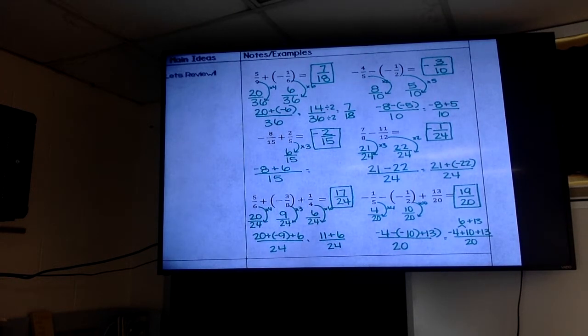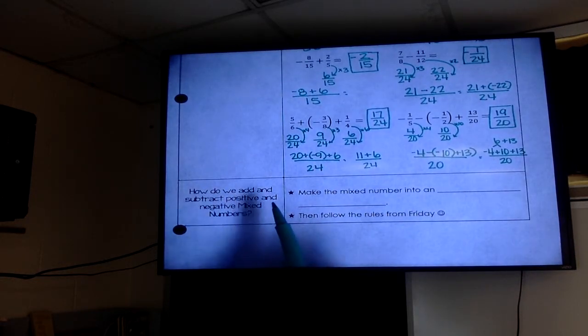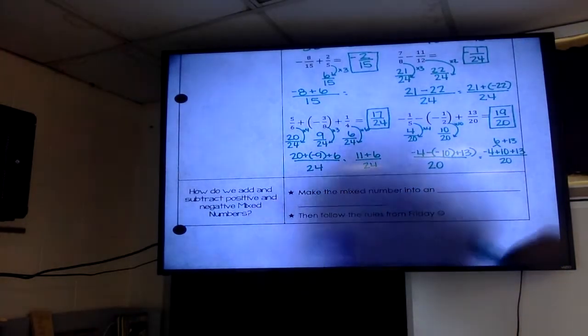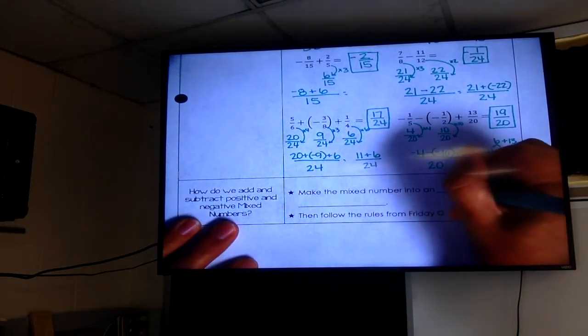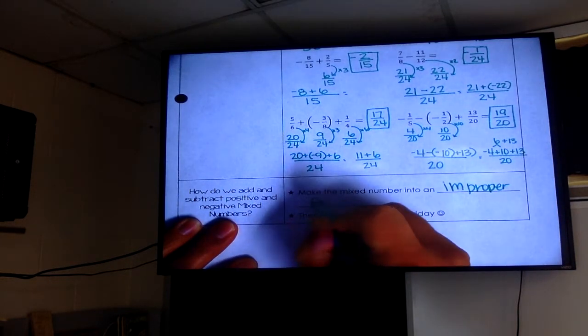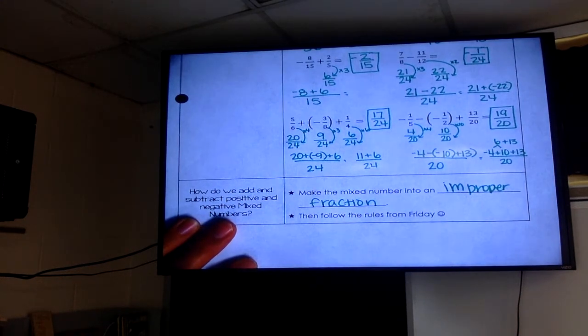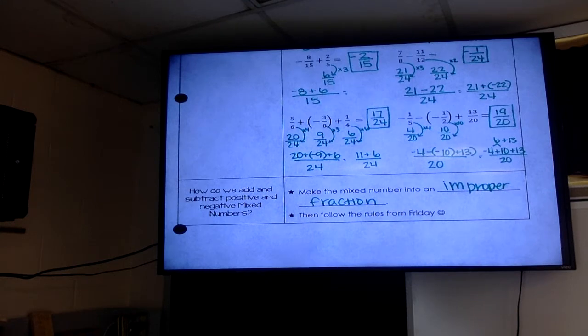So let's talk about adding and subtracting mixed numbers. How do we add and subtract positive and negative mixed numbers? Well, the first thing we want to do is make the mixed number into an improper fraction. Once the mixed number is made into an improper fraction, we use the same rules that you did yesterday in your video. I know it says Friday, that was from last year.